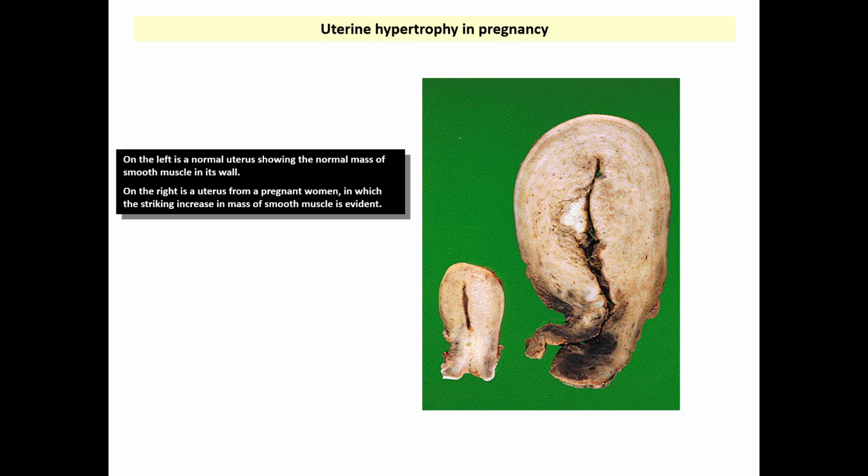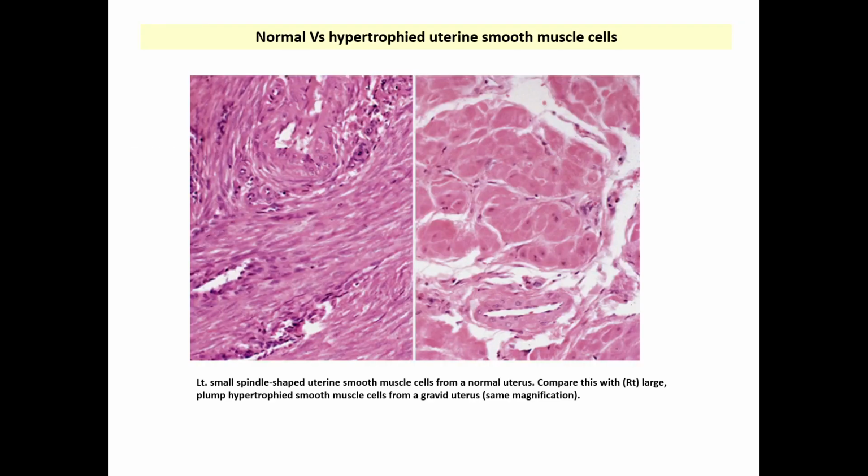This is a gross appearance of the uterus. On the left side is the normal uterus showing normal mass of smooth muscle in its wall. On the right is the uterus from a pregnant woman in which a striking increase in the mass of smooth muscle is evident. This is a normal versus hypertrophied uterine smooth muscle cell. On the left side there is a small spindle-shaped uterine smooth muscle cell from a normal uterus.